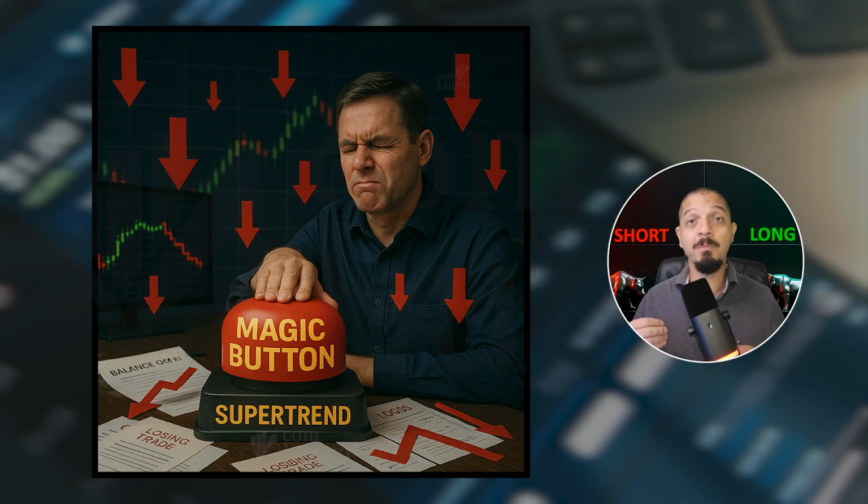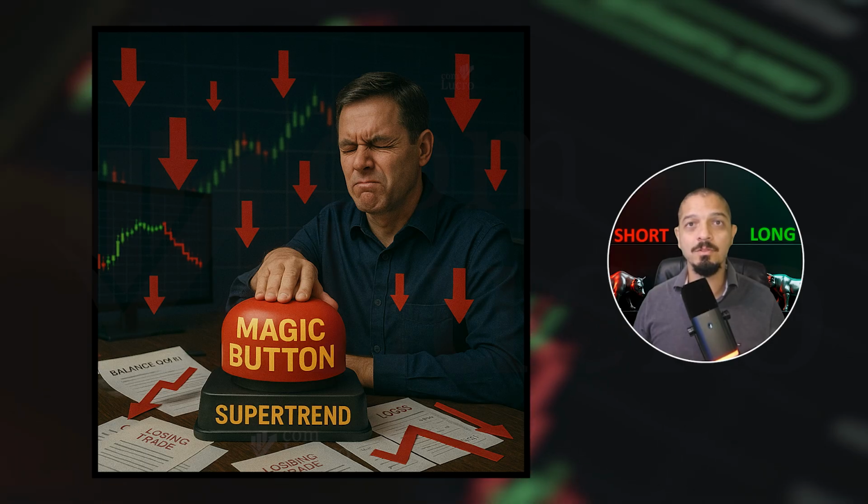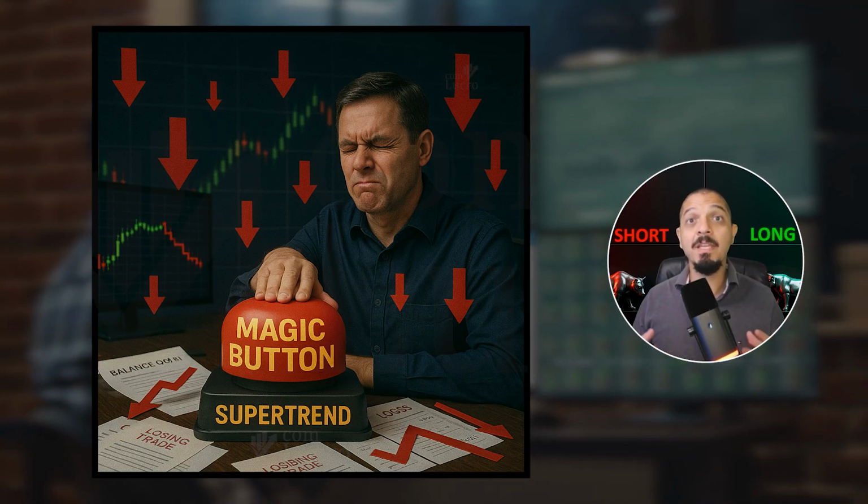Many traders lose money because they oversimplify what this indicator does. They buy just because the trend turns green, even if it's already extended. They sell just because it flips red, even in the middle of a range.